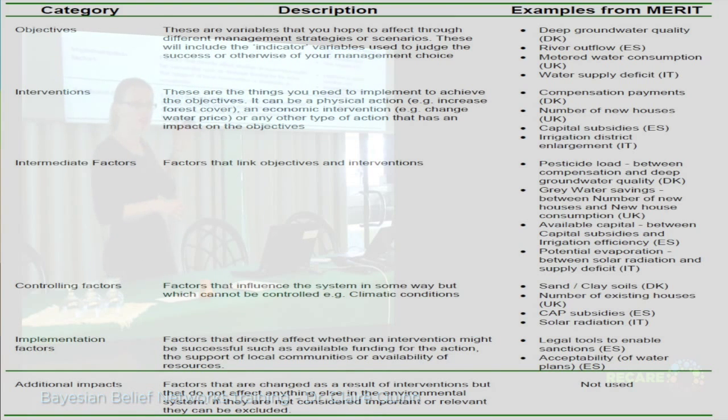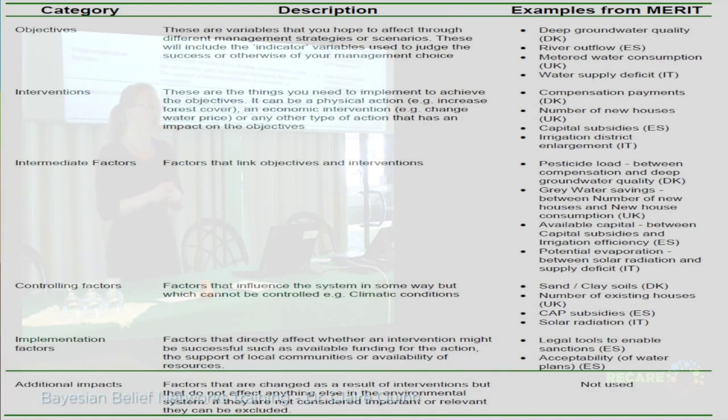And then the interventions that we talked about, which are the management options. Again, they use those two terms interchangeably. And so these are the things that you want to implement in your system. And again, there are some examples from the MERIT project about the kinds of interventions that they were using.